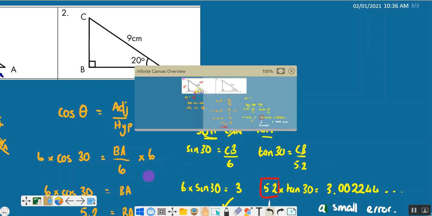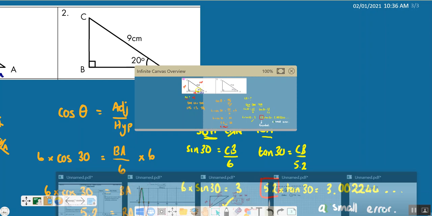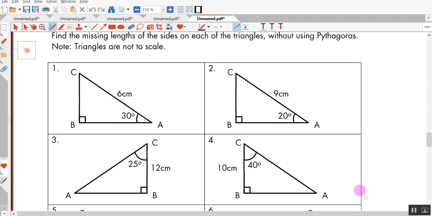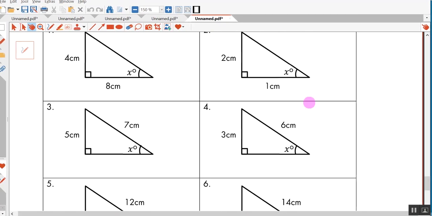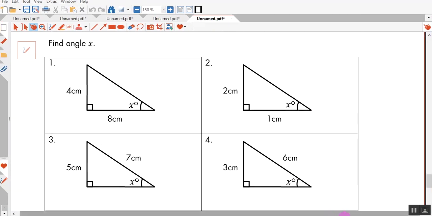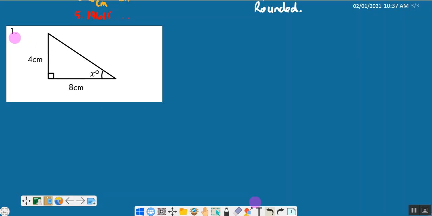Let's have a look at the next questions then, which is the next stage for you guys, finding an angle. So we use the same process. We've got a right angle triangle. We've got an angle, but the angle is something we don't know now. So the angle is the thing that we want to find out.